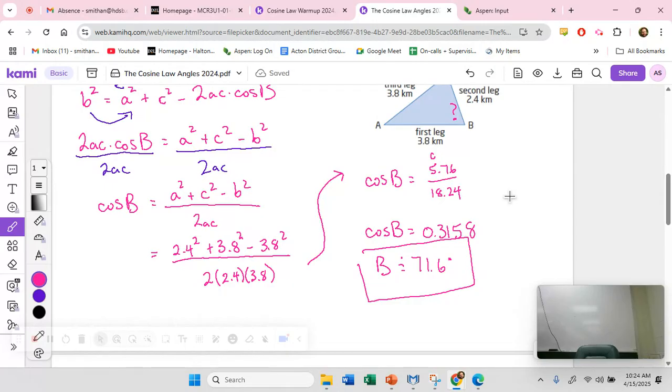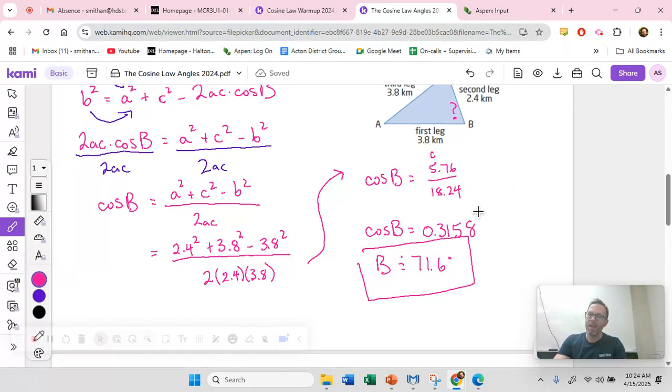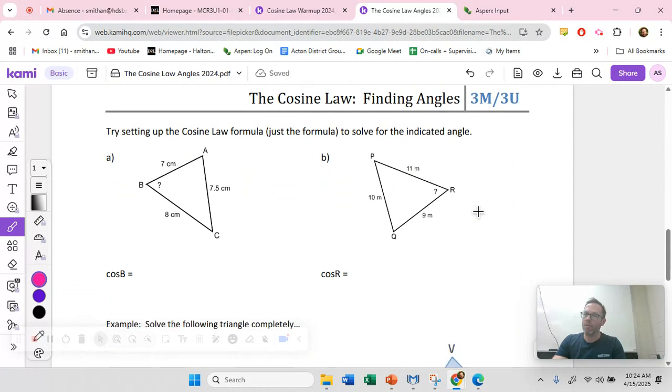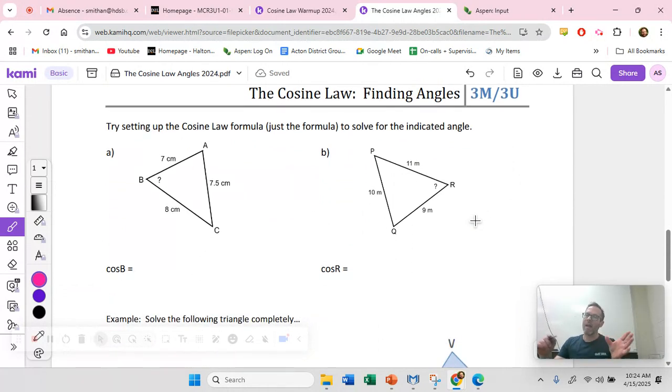For the people that took 2P last year, we haven't found angles with the cosine law yet. That's how we do it. For the 2D people, hopefully you've been refreshed. Now, here's a little exercise. Let's not actually find the angle here, but just get practice setting them up.